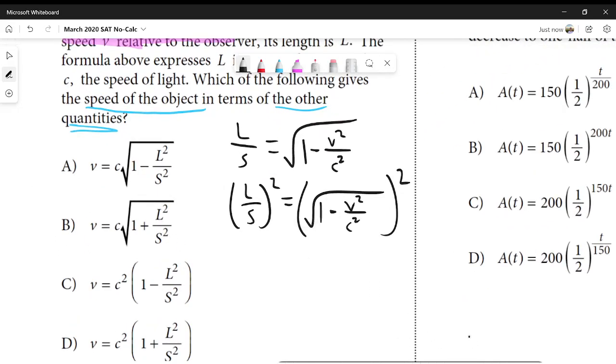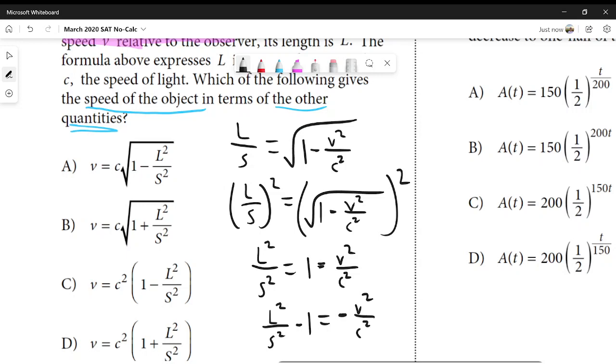By squaring L over S, the numerator gets squared and the denominator gets squared too. And by squaring this square root, the square root disappears. It's going to be 1 minus v squared over c squared. And then after that, you're going to subtract 1 from both sides. It's going to be L squared over S squared minus 1 is equal to negative v squared over c squared.